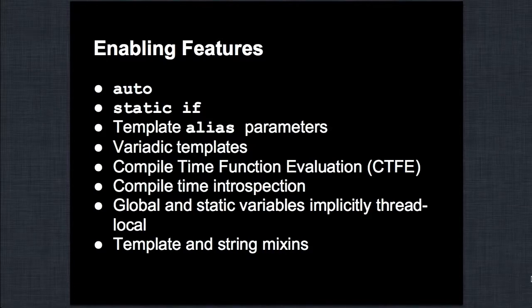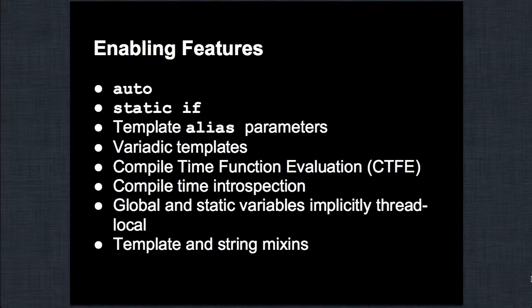So one of the more important ones is just auto, so that's just type propagation. The compiler already knows what type something is. You want to create a variable based on that type, so auto will automatically infer that type.